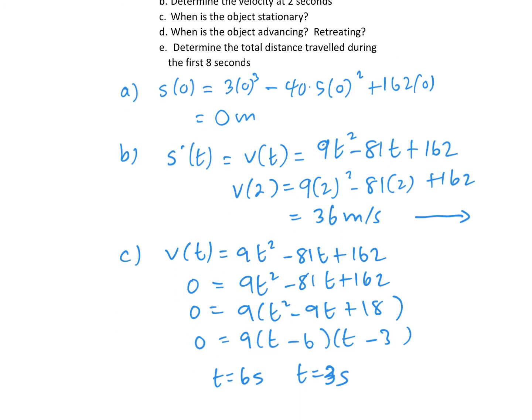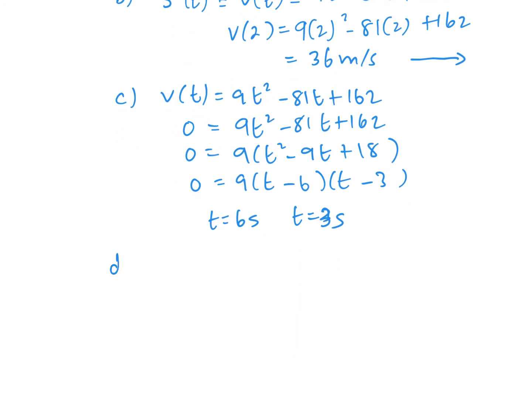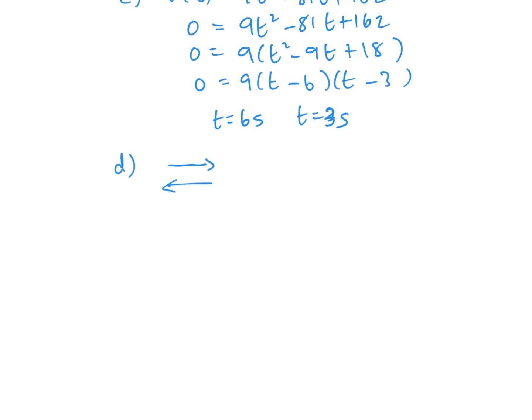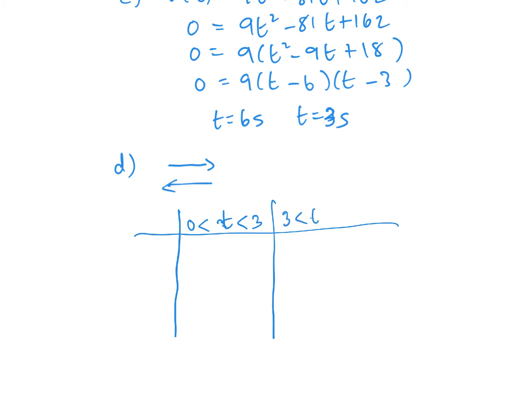When is the object advancing and retreating? So this means when is it going this way, advancing, and when is it going this way, retreating. So in order to figure that out, I'm going to make an interval table to determine using my velocity equation. So I want to know at time 0 to time 3, let's use t. At 3 seconds it stops, so what's it doing in between? Then from 3 seconds to 6 seconds, what is it doing there? And then greater than 6. So we'll put in our factors here.